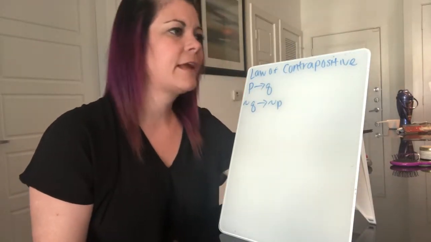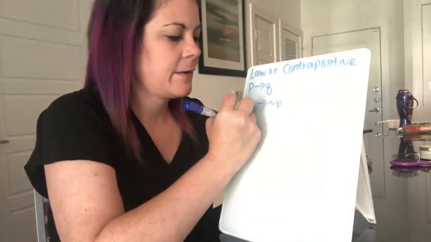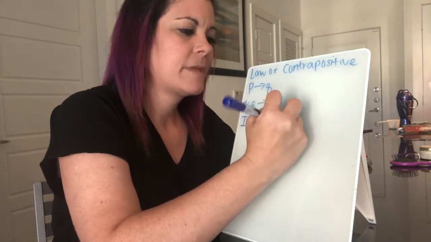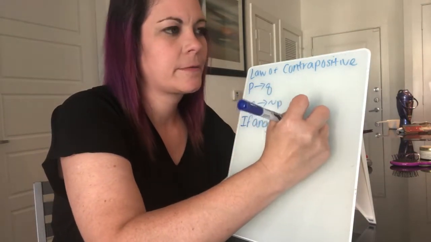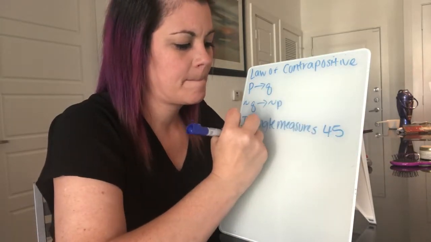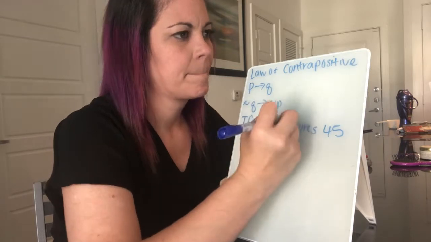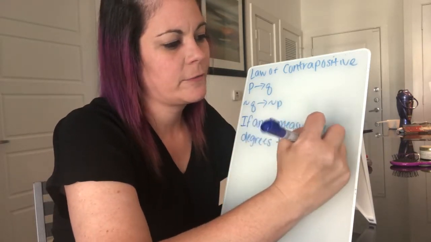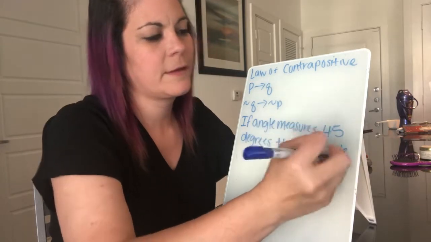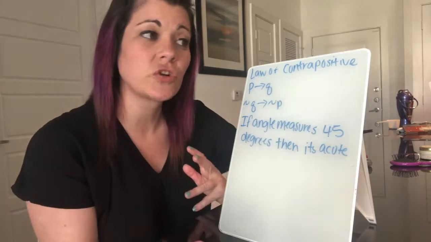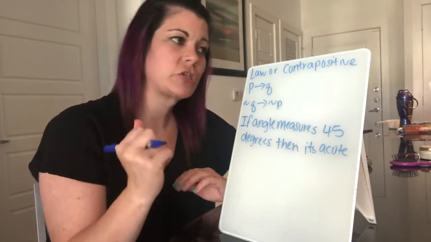contrapositive. For example, if an angle measures 45 degrees, then it's acute. So if an angle measures 45 degrees, then it's acute. That is true. So the conditional statement is true.